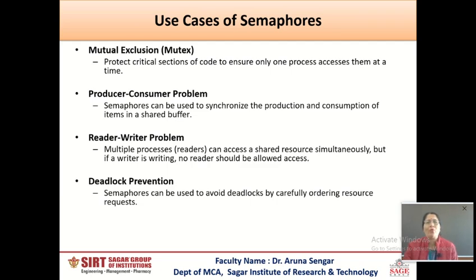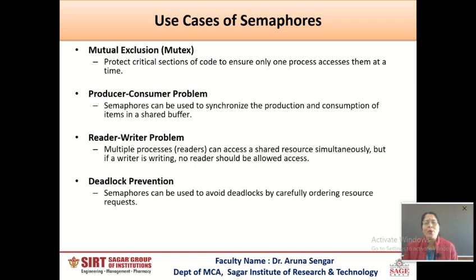Use cases of semaphore. The operating system can use semaphore in the following use cases. First one is mutual exclusion, which is also called mutex. Protect critical sections of code to ensure only one process accesses them at a time. Second is the producer-consumer problem. Semaphores can be used to synchronize the production and consumption of items in a shared buffer. Reader-writer problem: multiple processes can access shared resources simultaneously, but if a writer is writing, no reader should be allowed access.